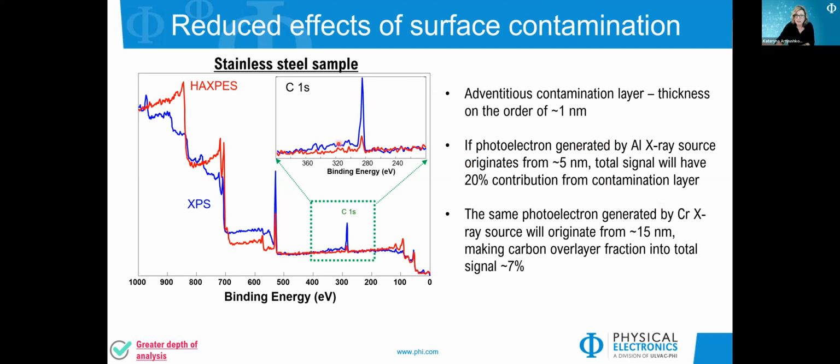While for chromium, we are analyzing 3 times deeper overall signal. So now this 1 to 2 nanometers becomes a much smaller fraction. And this is just an example on a stainless steel sample. You can see that we still detect carbon, but it is much smaller intensity, and its attenuation is much less significant than using the aluminum source. So you don't need to do any sort of cleaning to see beneath that contamination.